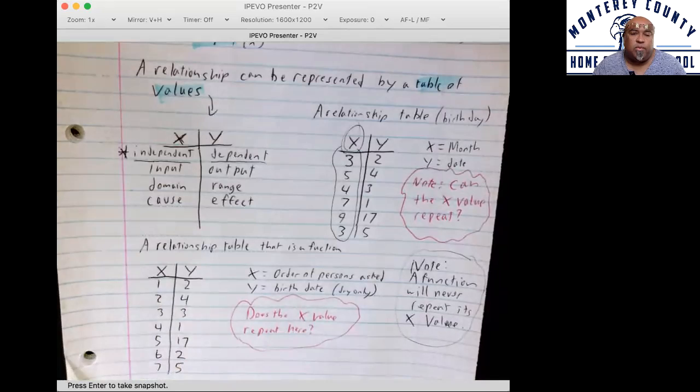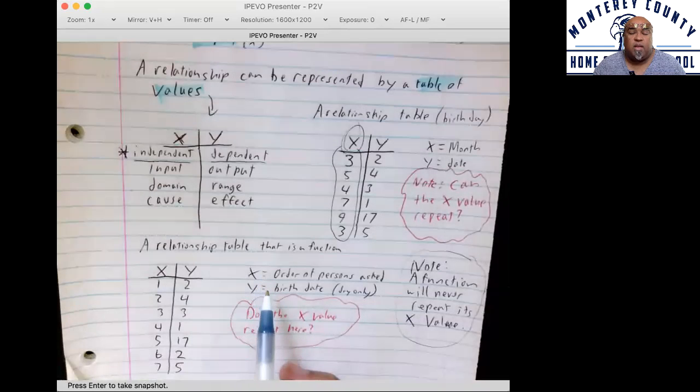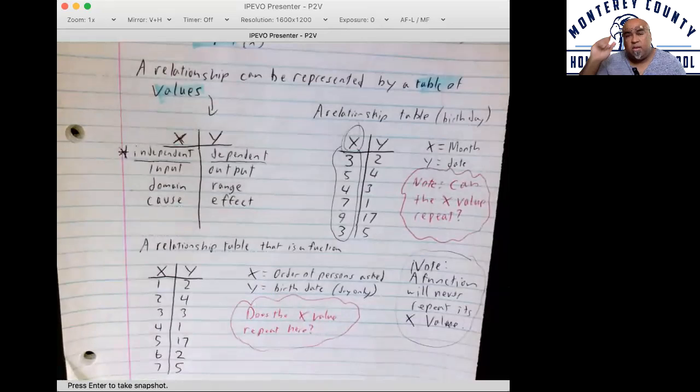So let me ask it a different way. Could the X value repeat in this particular table, provided that I went by the same rules that I discussed with you? The order of persons asked and the birth date only. Yes, it could repeat. No, actually, it could not. That was a trick question.